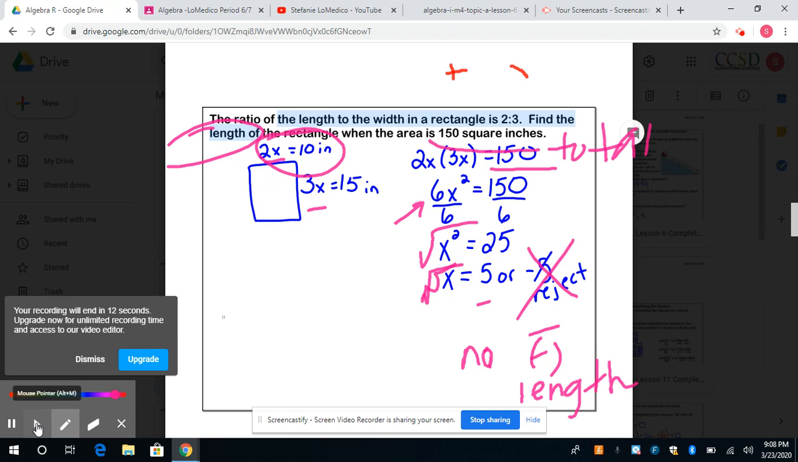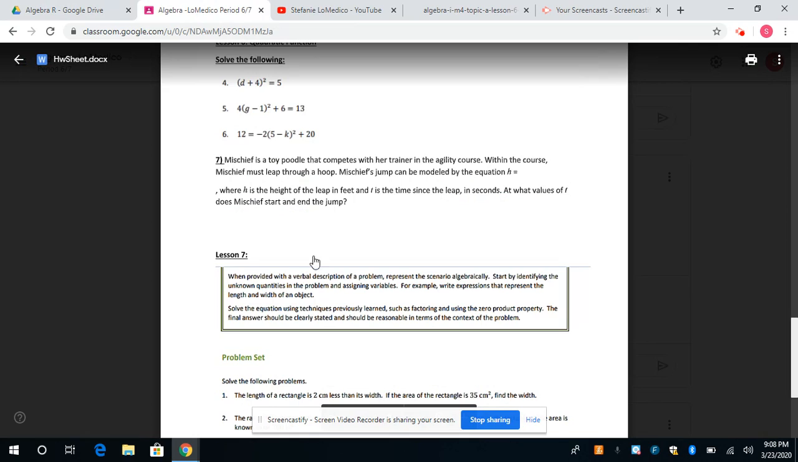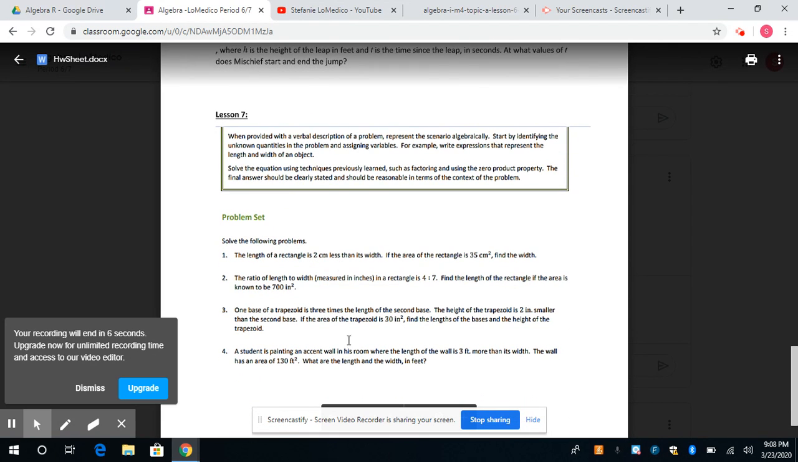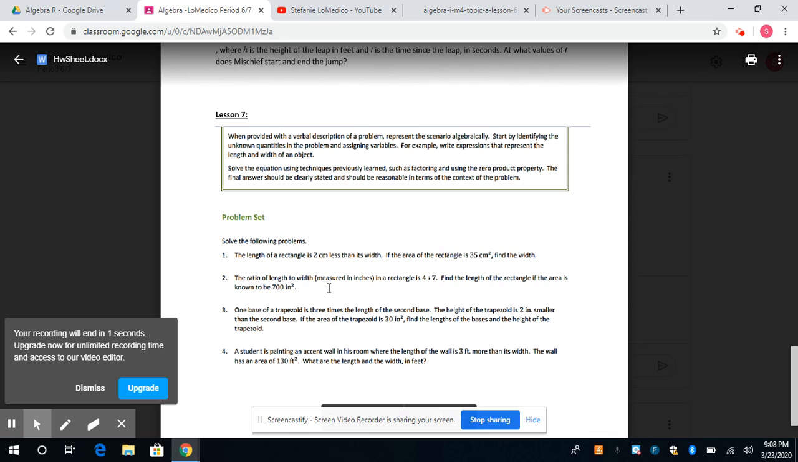Okay, and I have 10 seconds for homework. Again, annotate these problems. You might be able to do them on your own, but just look at the notes if you need help.